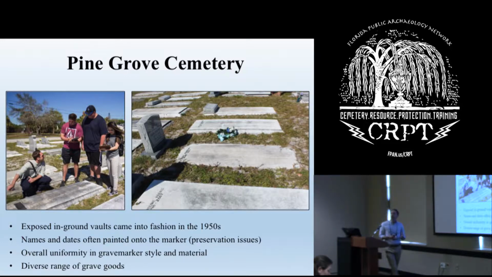Just in terms of the layout of the cemetery, there's an overall uniformity in Gravemarker style and material, so that exposed in-ground vault made of concrete is the predominant Gravemarker type. It comes into fashion around the 1950s, so any Gravemarker predating 1950 or so is actually an upright. But while there's uniformity in the Gravemarker style, we see a broad range of grave goods present, and a very diverse range of iconography as well. So it's a different way of commemorating those who have passed.